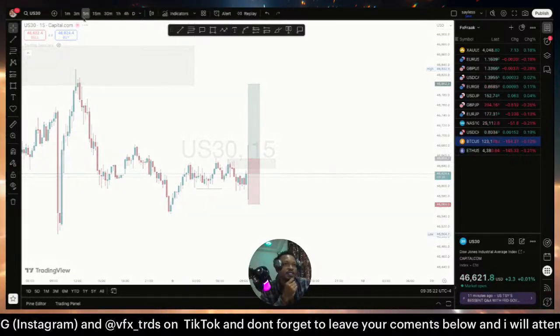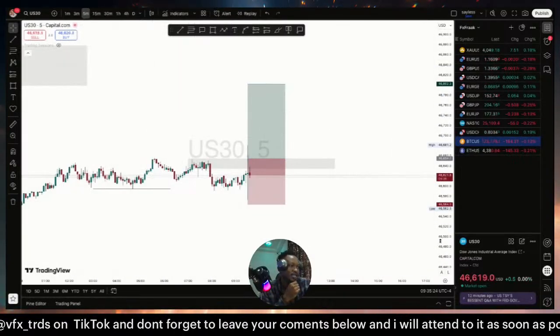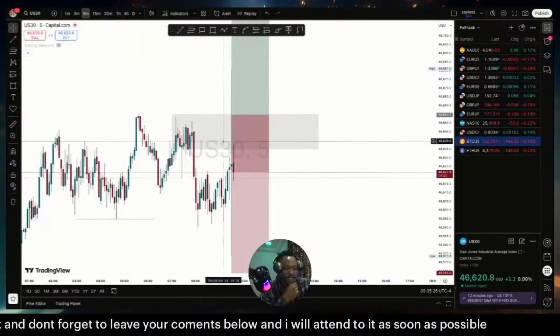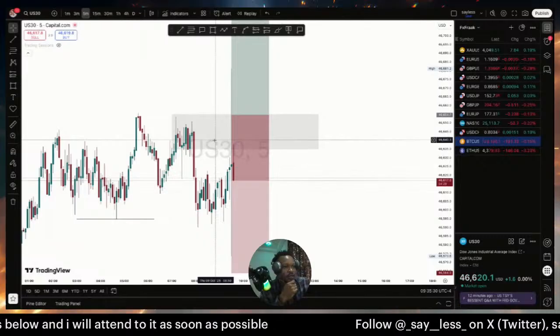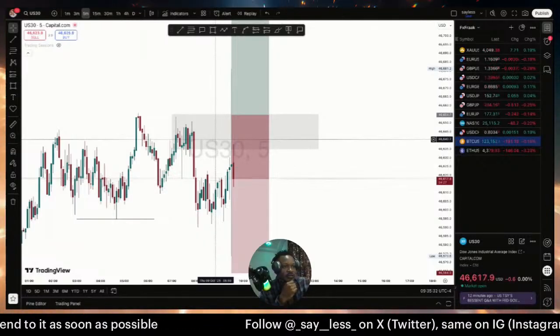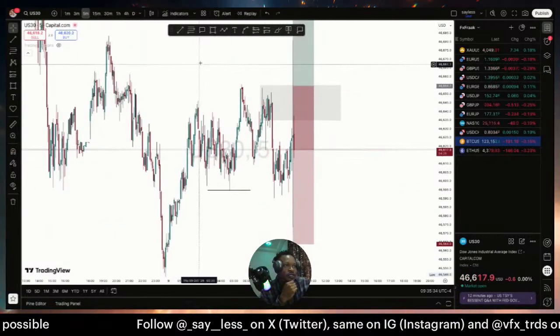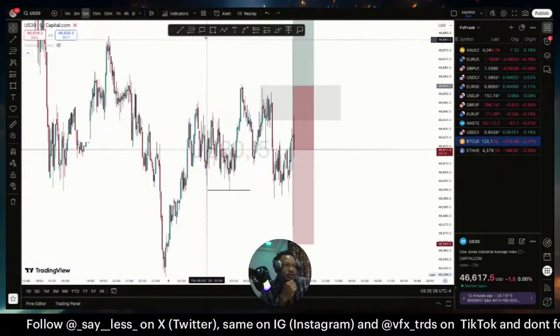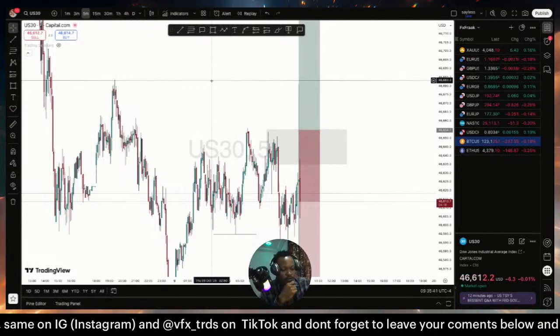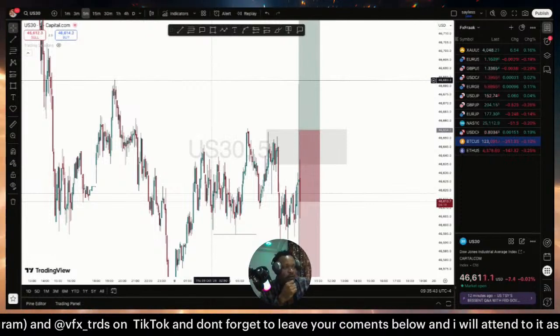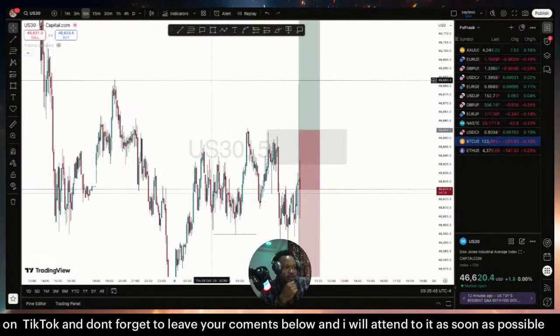So the first 5 minutes of US 30 closed, and it's a little bit bullish. So I think the next one might be a bullish candle too if it does flip. But for now, I don't know, still undecided. Still undecided. So let's see what happens.